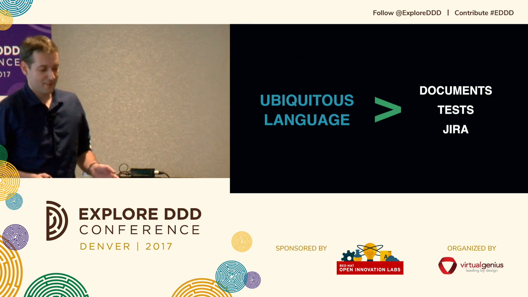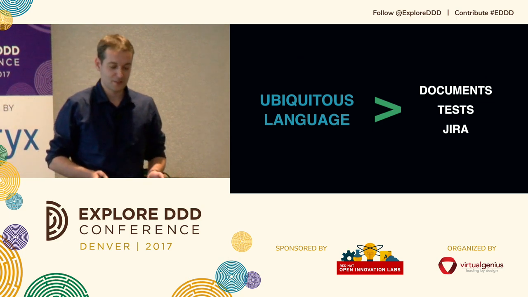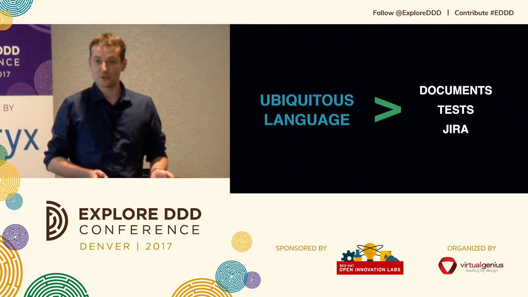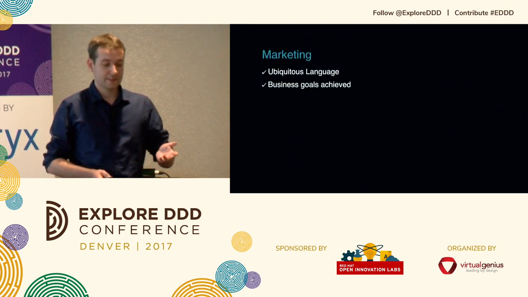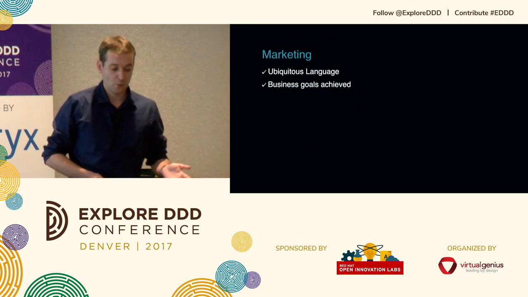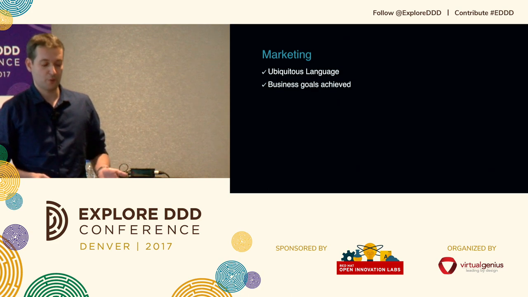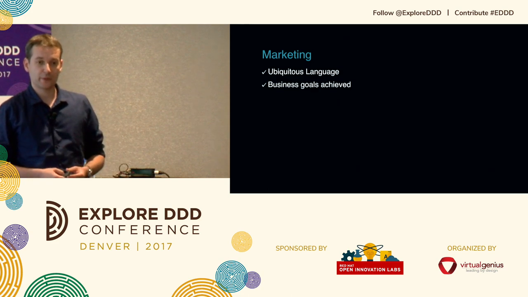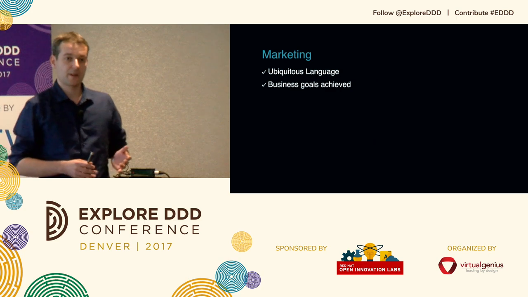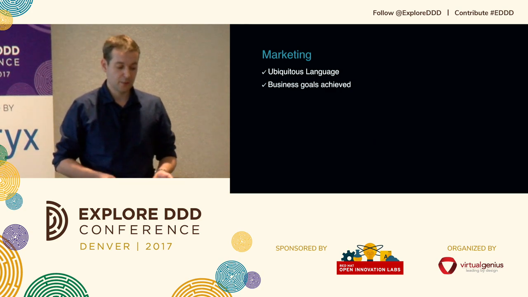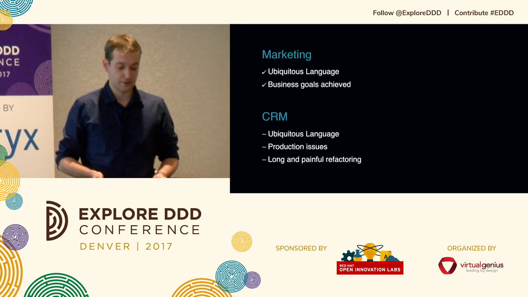And more than that, the ability to hold a conversation with domain experts for us was a major predictor of project success. Like in our marketing context, when we just started, our implementation was far from perfect, but the robust ubiquitous language compensated for the architectural shortcomings, and we were able to deliver the project's goals.